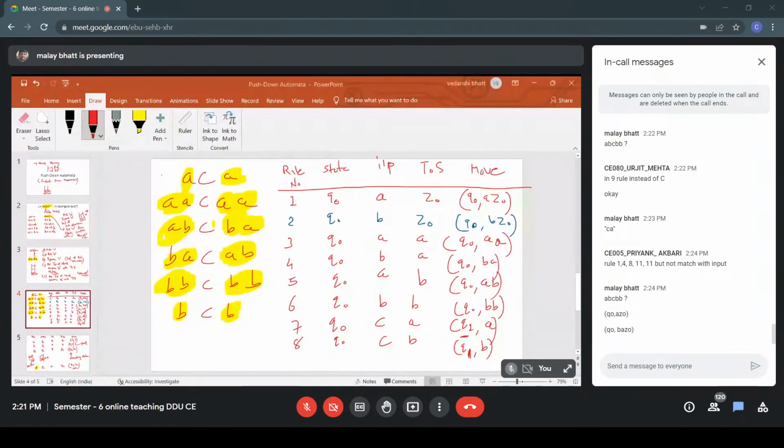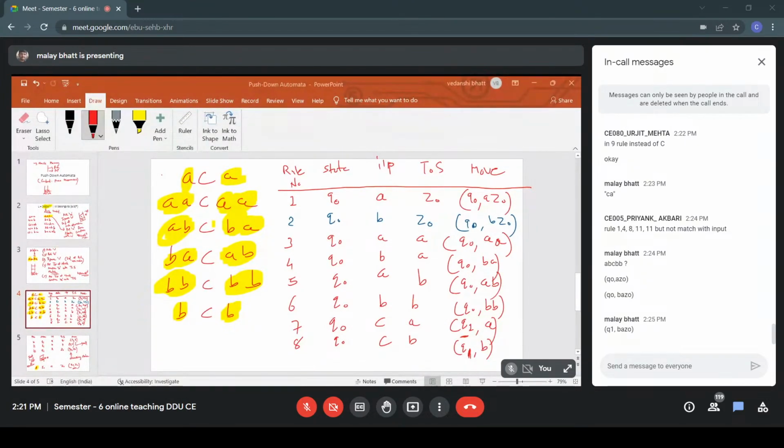Now it is C. So C and B, so we are applying rule number 8. We are getting Q1 BAZ0 as per rule number 8. We are not pushing C. We are ignoring it, but we are changing the state. Now it is Q1 BB.